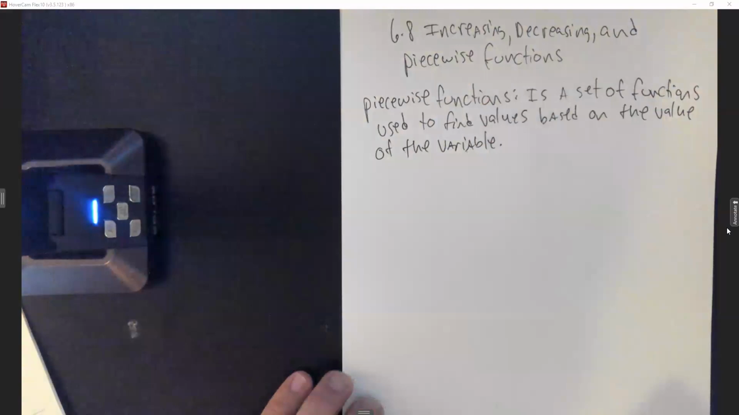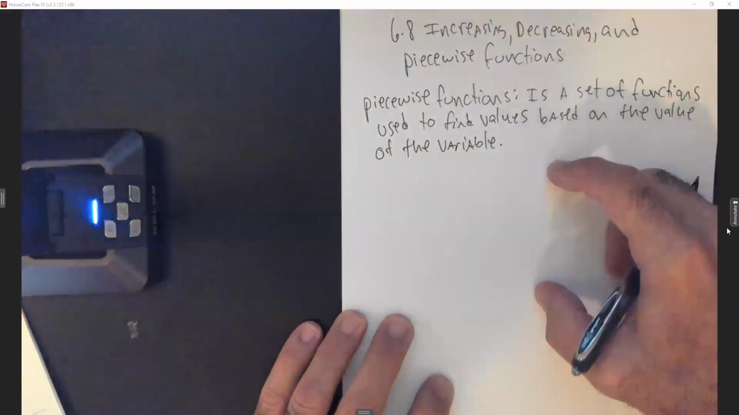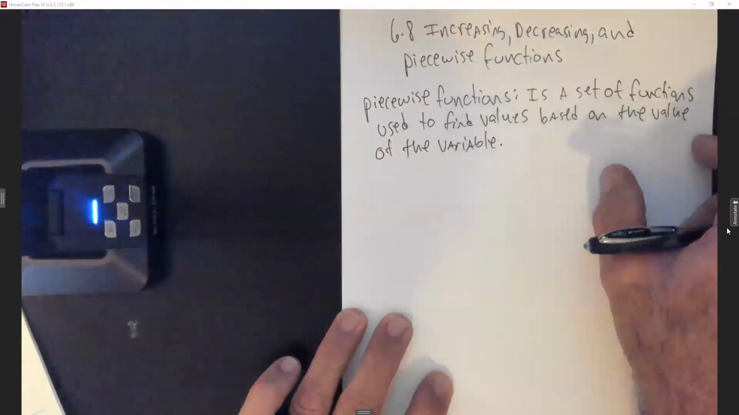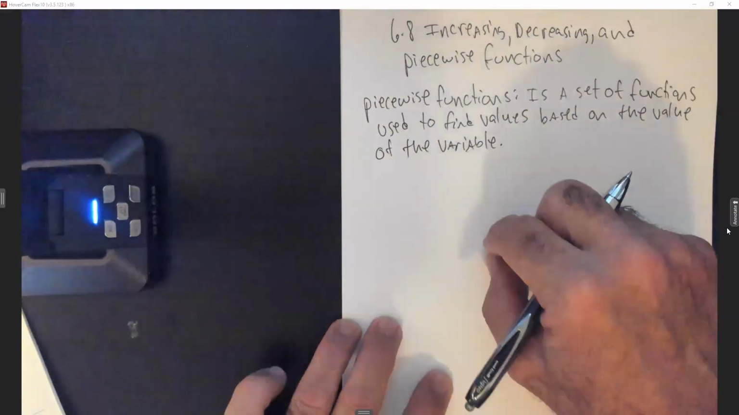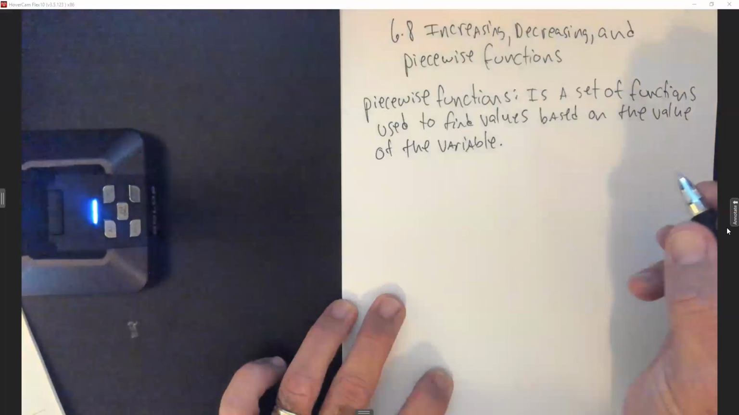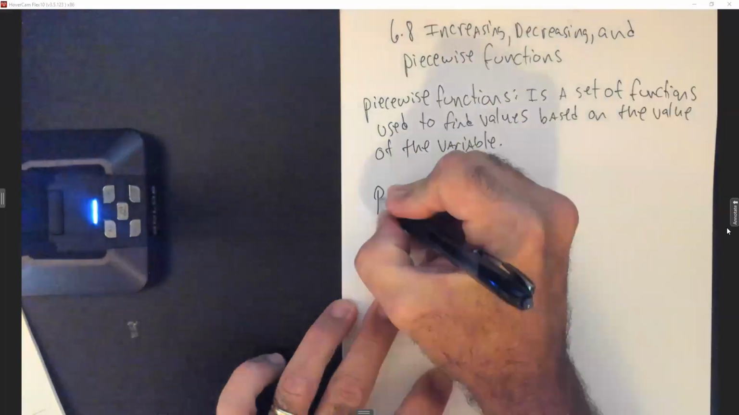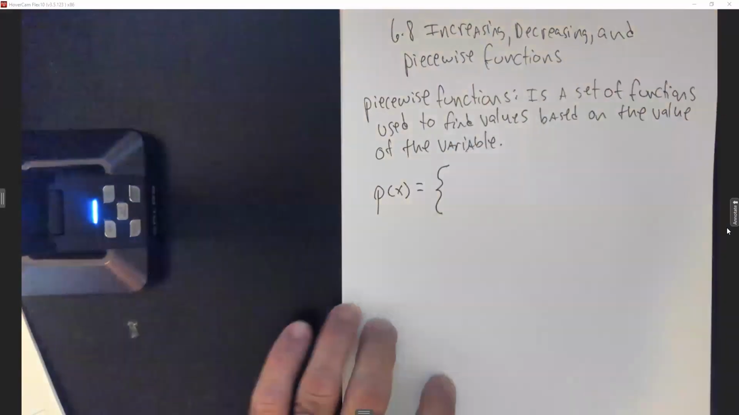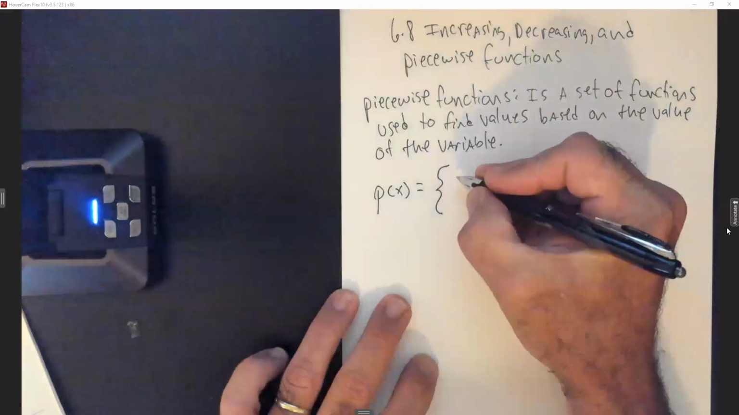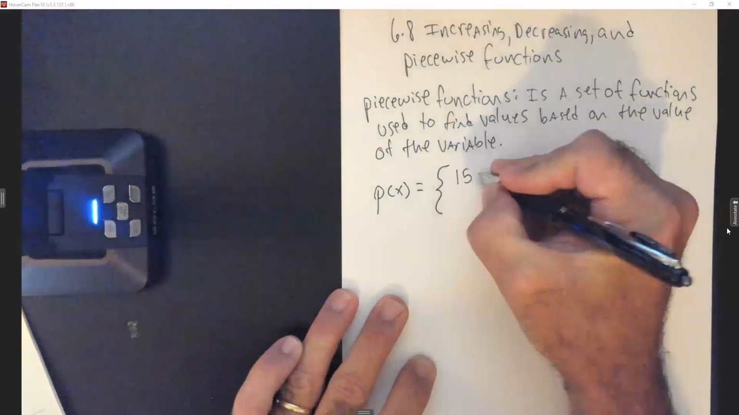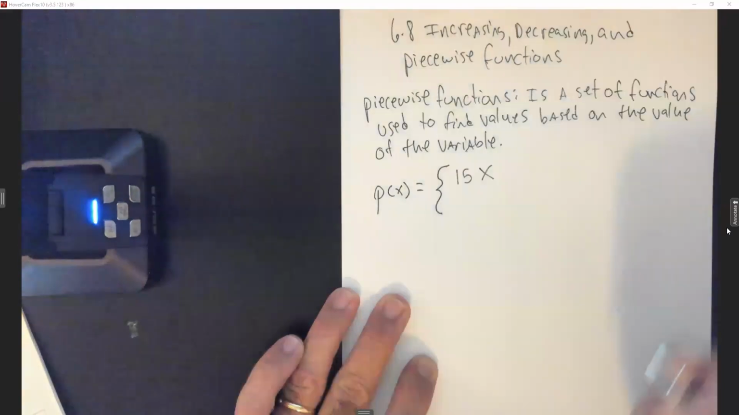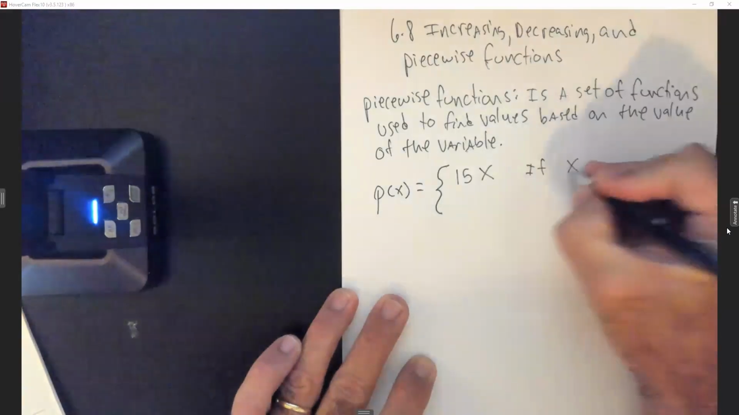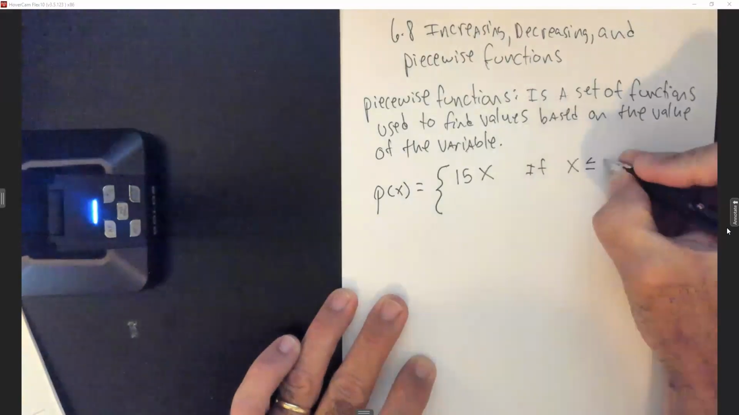Here's what I mean. They might give me 2 equations or even 3 equations, and I got to find which interval my x's fall in before I can figure out which equation I'm going to use. So I want to do an example of a real life situation. And I'm just going to have 2 equations on mine, okay? So my first equation, I'll have 15 times x. And I'm going to use this equation if my x is less than or equal to 40.